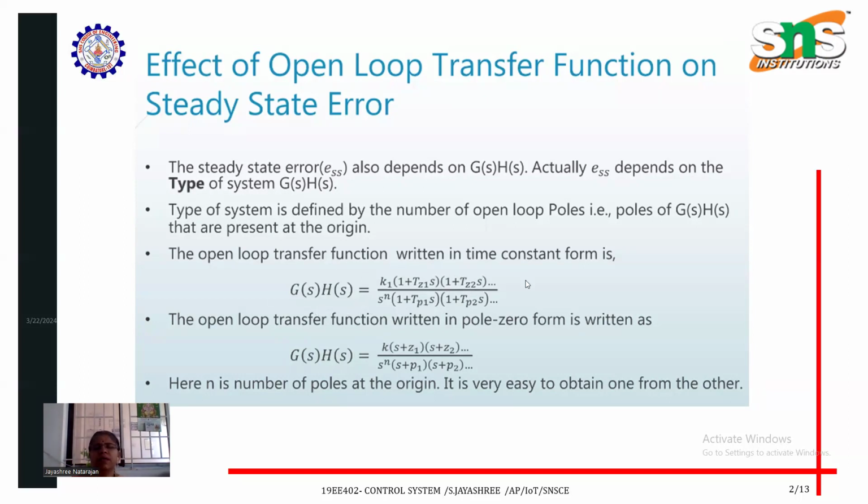For example, consider this transfer function of an open loop system. If we write this in pole zero form, G(s)H(s) equals K into (s plus z1)(s plus z2), where we take a term outside and the remaining terms represent zeros, divided by s to the power of n into (s plus p1)(s plus p2). Here p1, p2 represent poles, and in the numerator polynomial z represents zeros. In this expression, n is the number of poles at the origin. It is very easy to obtain one from the other. Both are the same system with the same order, but the difference is that this form shows the number of poles at the origin, that is my type number.